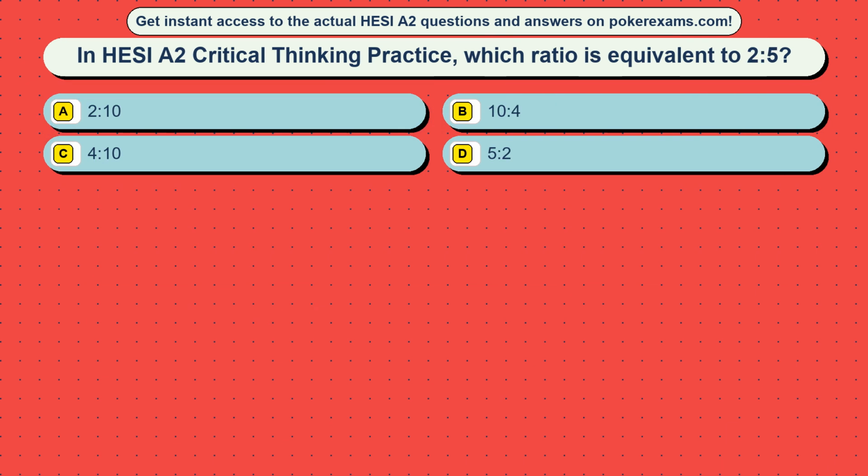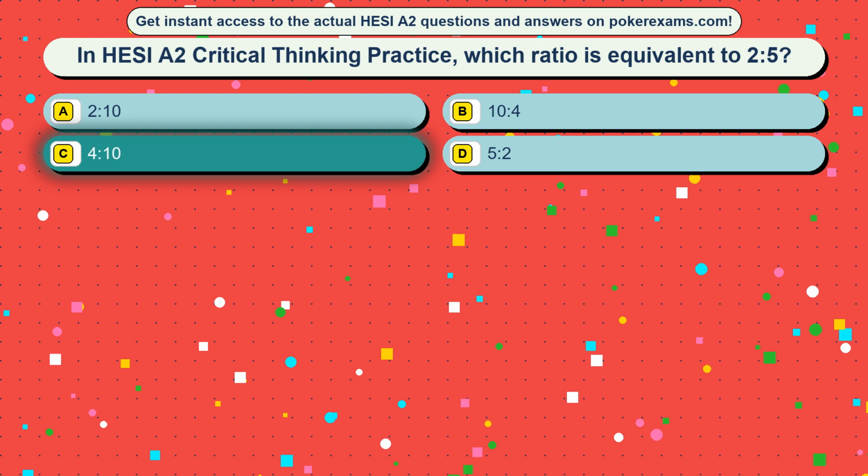Question 3. In HESI A2 critical thinking practice, which ratio is equivalent to 2:5? Option A, 2:10. Option B, 10:4. Option C, 4:10. Option D, 5:2. The correct answer is option C, 4:10.